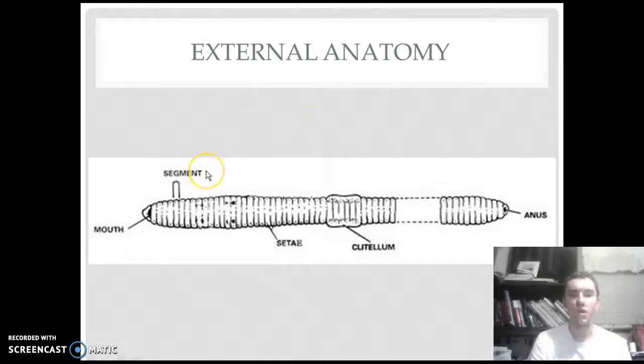So first, looking at the external anatomy of an earthworm. We start up here with the mouth. Now each one of these little rings is called a segment. And of course on an earthworm there are many segments. The next important part is what's called the clitellum. It's a raised portion of the body, probably about a quarter down the length of the body, maybe about a third. It's lighter, and it goes all around the body, just this raised part. And if we go all the way down to the end, that's when we get to the anus.